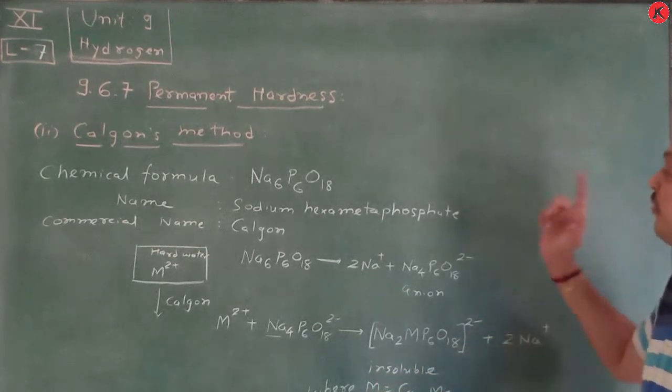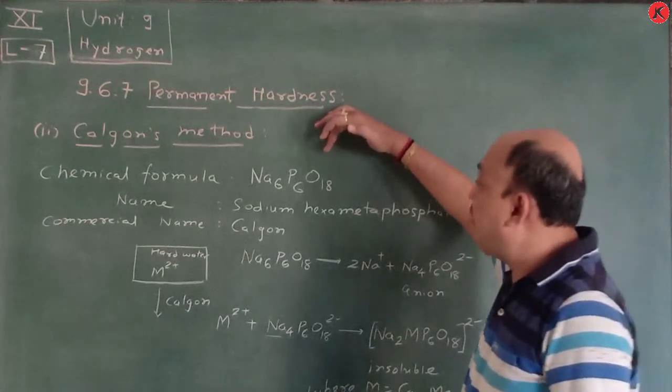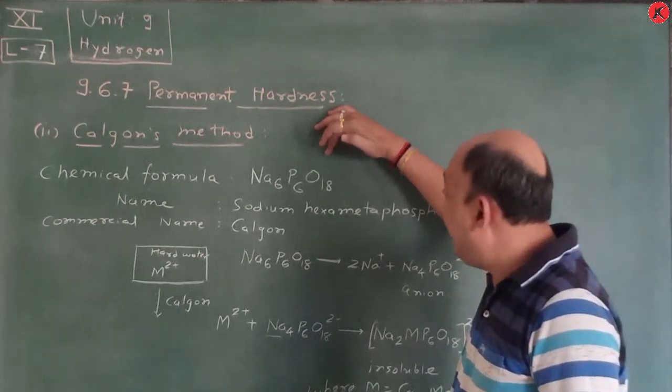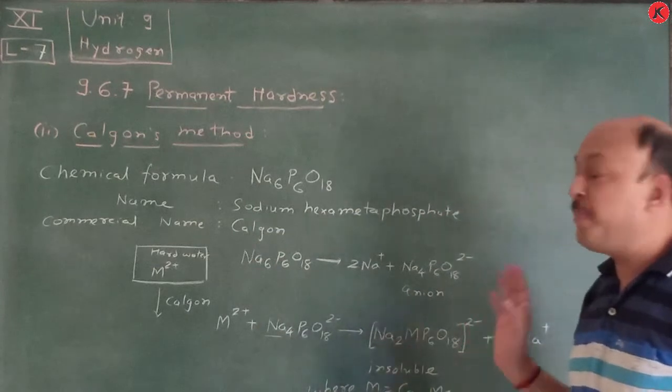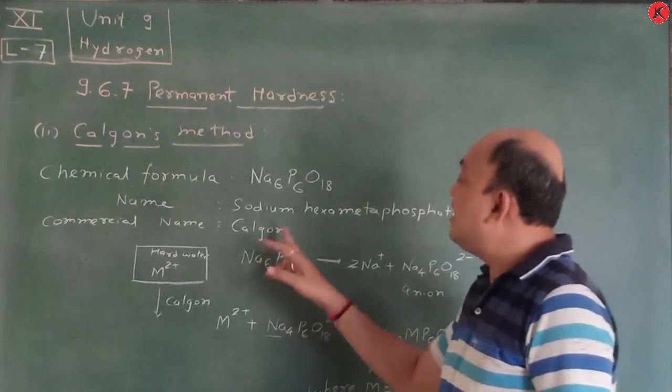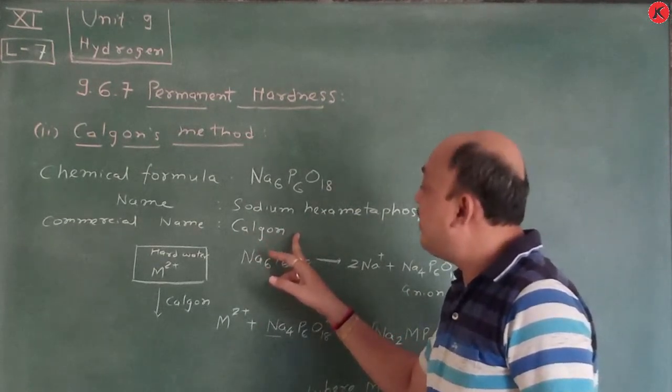Once again you remember the formula. Calgon's chemical formula is Na6P6O18. Name is sodium hexametaphosphate. Commercial name is Calgon. Okay, commercial name is Calgon.